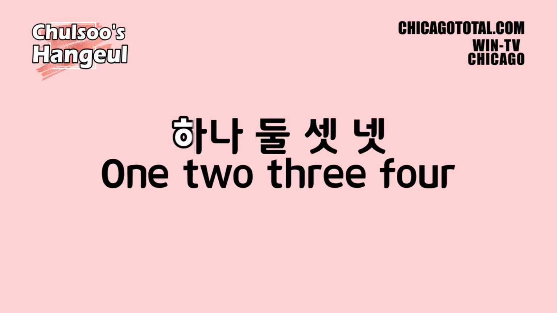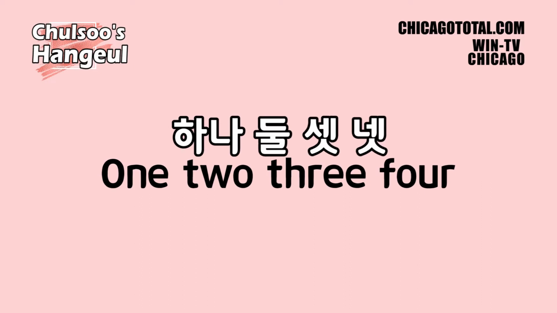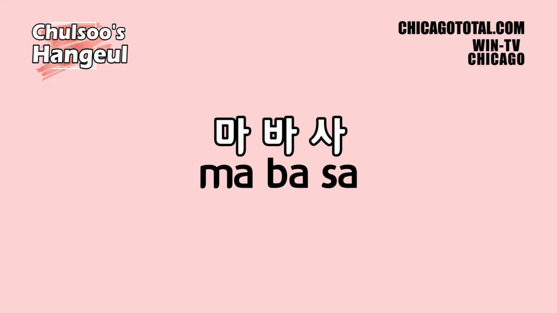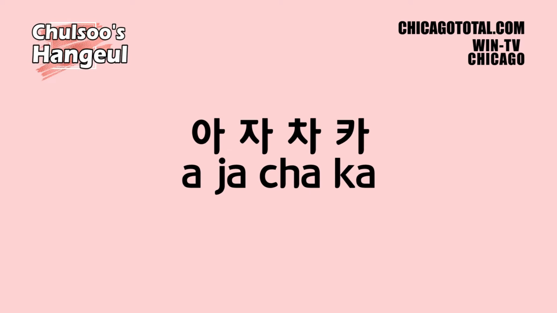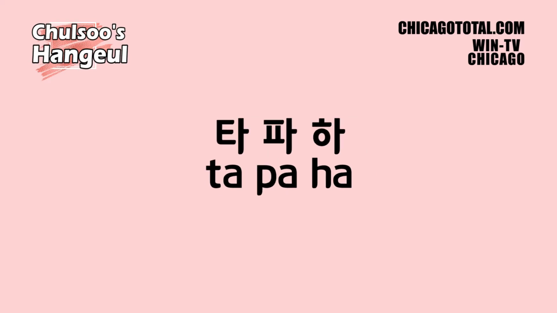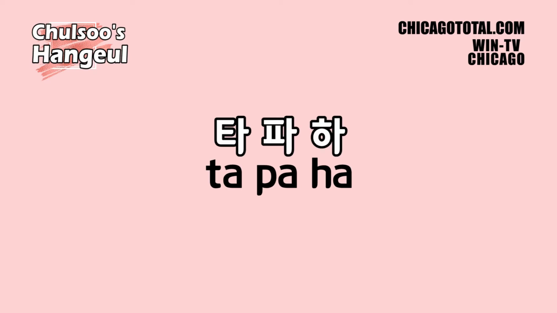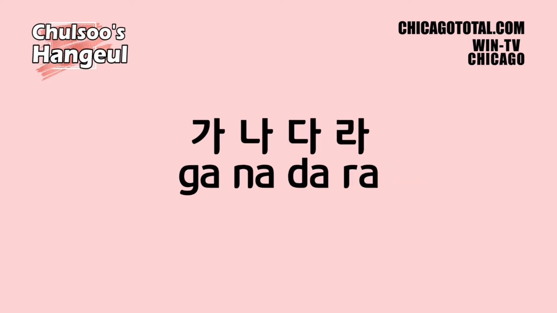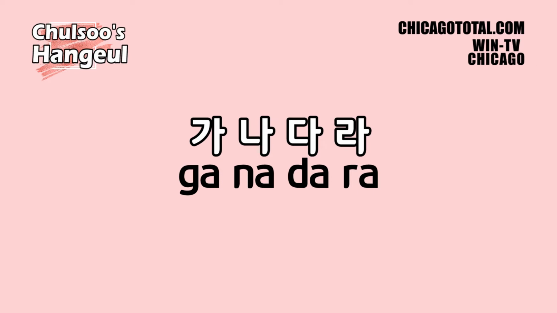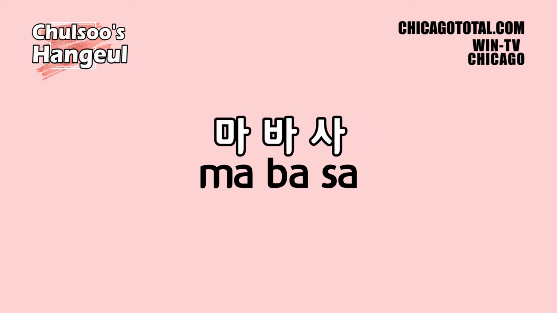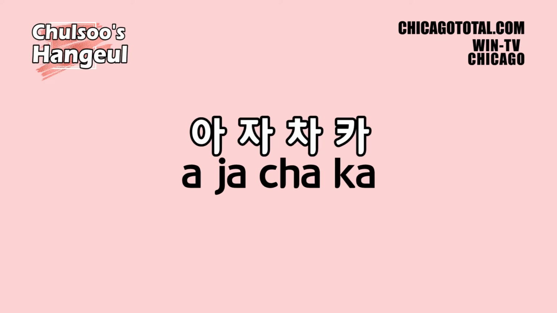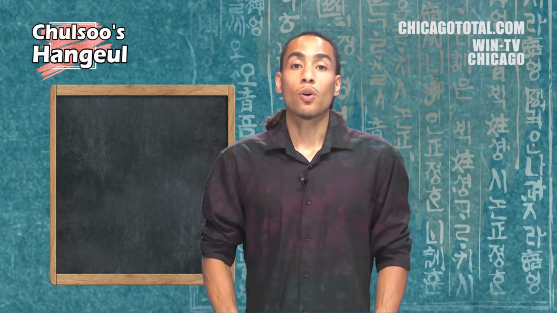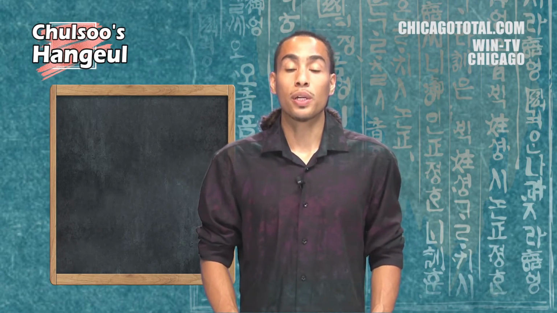가나다송 시작해요. 하나, 둘, 셋, 넷. 가나다라 마바사 아자차카 타파하. 좀 더 빨리 해볼까요? 하나, 둘, 셋, 넷. 가나다라 마바사 아자차카 타파하.